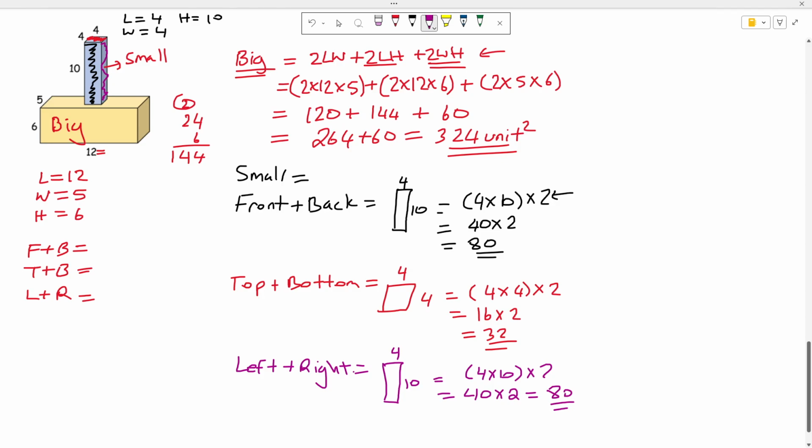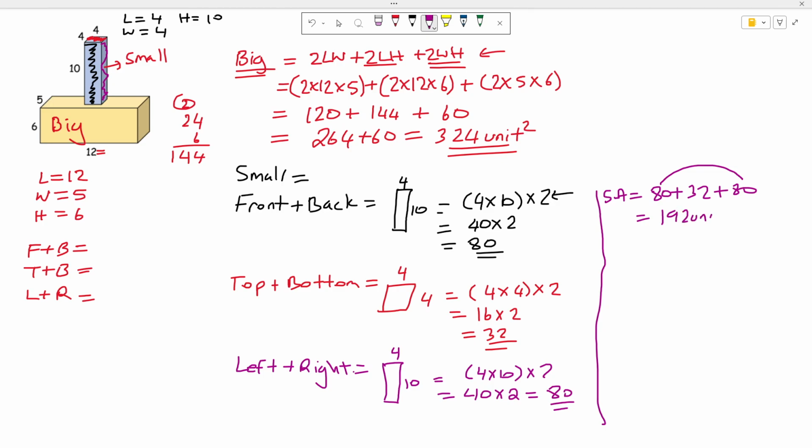Now the area of the small rectangular prism in this case is going to be 80. So area, let me write it down. Surface area is equal to 80 plus 32 plus again 80, which is equal to, so 80 plus 80 is 160. 160 plus 32 is going to give us 192 units square. Alright guys, 192 units square.